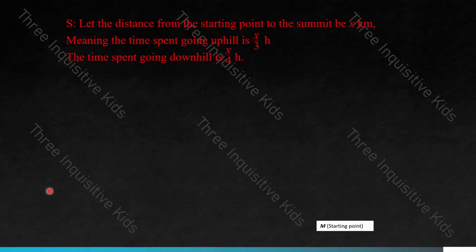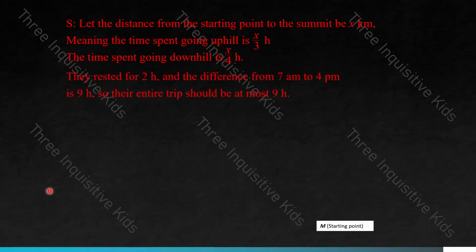So here is our solution. Let the distance from the starting point to the summit be x kilometers, meaning that the time spent going uphill would be x thirds of an hour, and the time going downhill would be x fourths of an hour. Since we know that they rested for 2 hours, and the difference from 7 a.m. to 4 p.m. is 9 hours, their entire trip should be at most 9 hours.